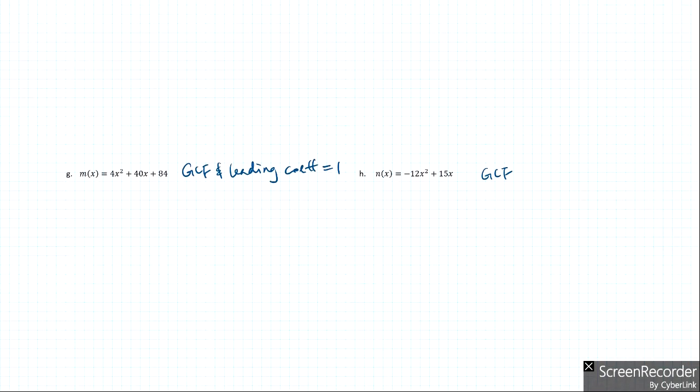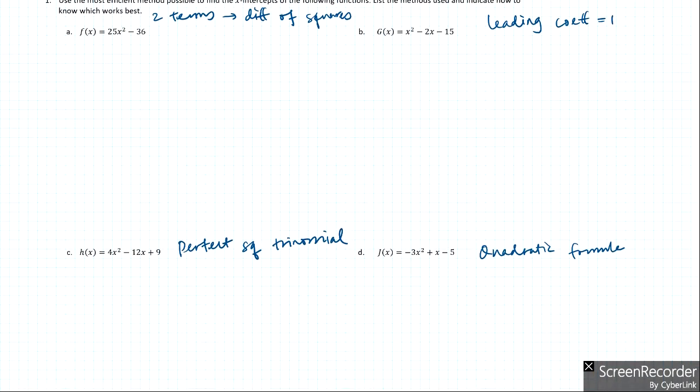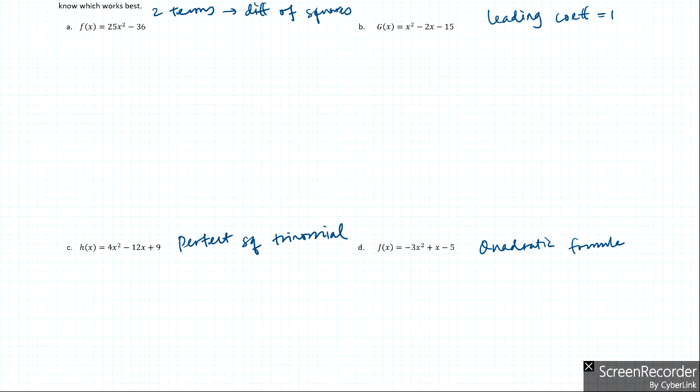And for part H, this again is 2 terms, and this doesn't work as a difference of squares, because 15x is not a perfect square. So we're going to resort back to GCF. Also, you can recognize there's no constant term here. When that happens, we again want to use GCF. And meanwhile, if you look back to part B, this is just going to be a leading coefficient equal to 1, regular factoring.